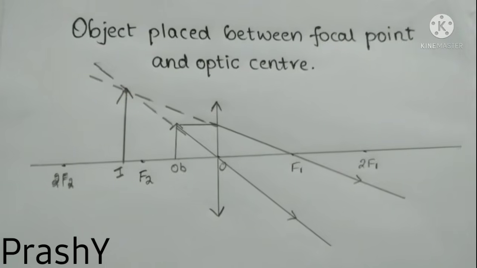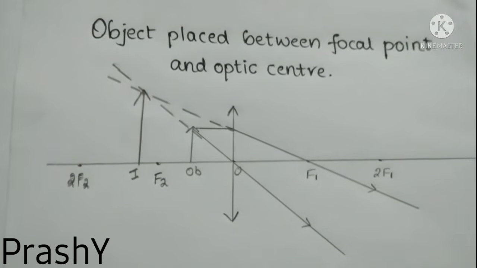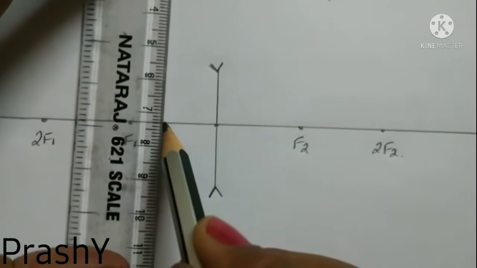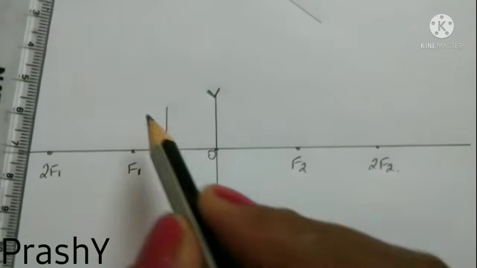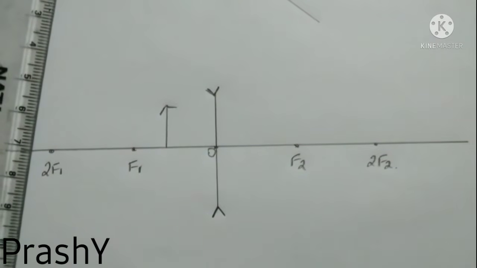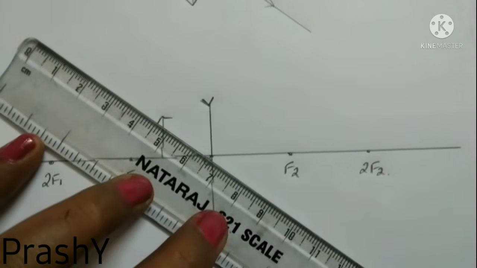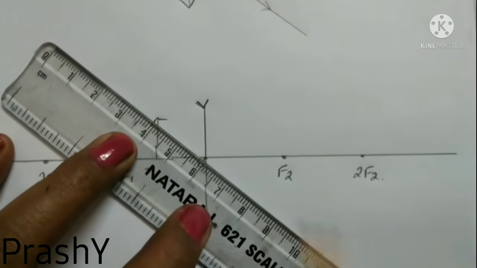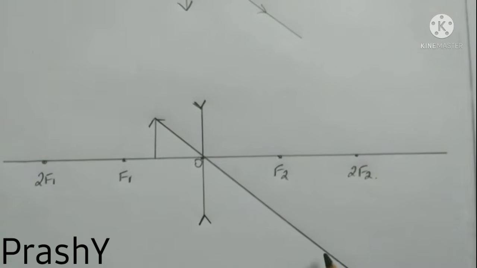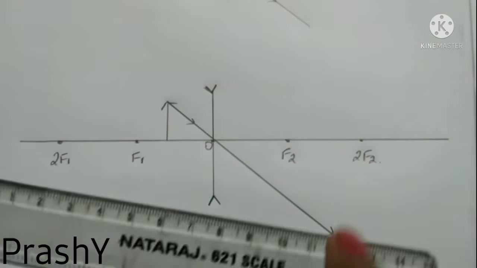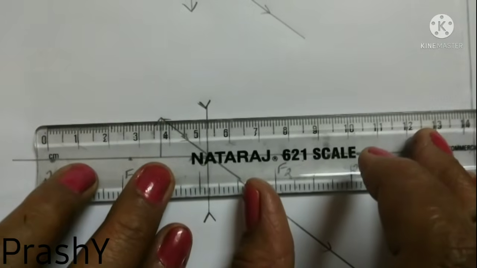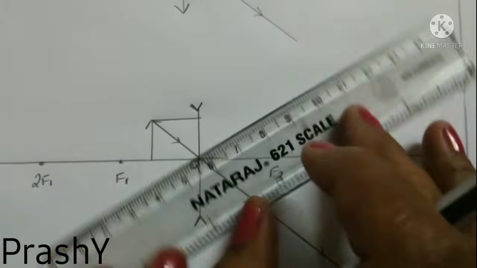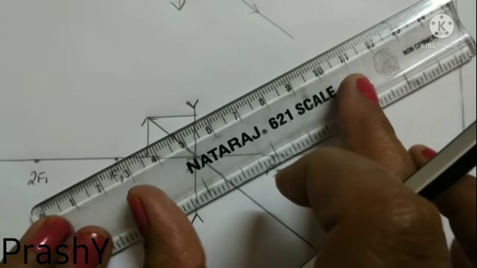Just trace out the image for the object placed between focus point and optic center for a concave lens. So I am placing the object between optic center and focus F1. So a ray passing through the optic center proceeds undeviated. So this is my first ray. Second ray is again parallel to the principal axis. Gets diverged and meets at the focus.